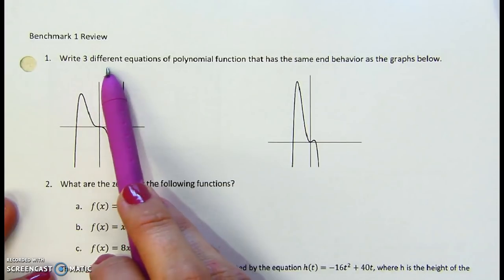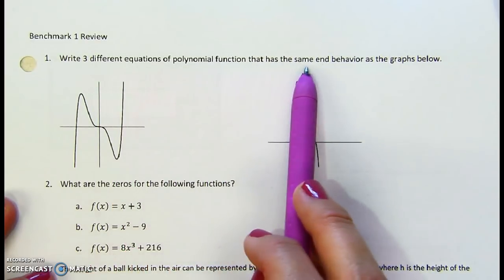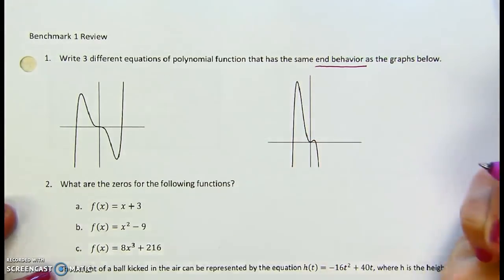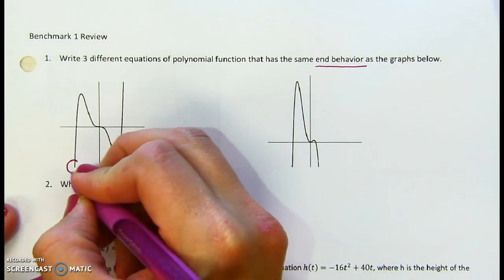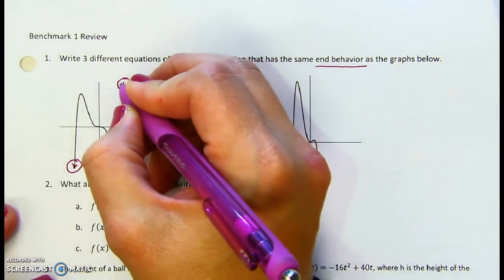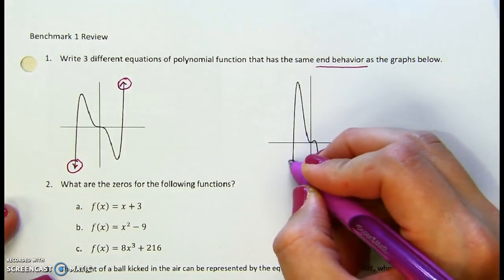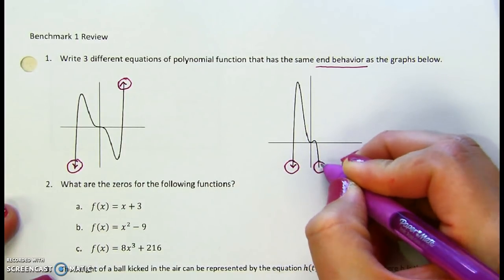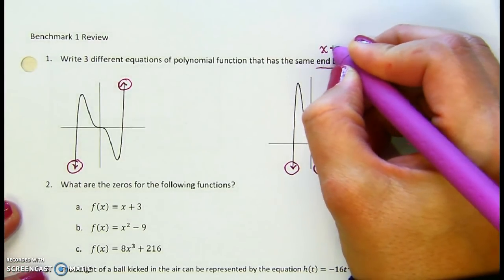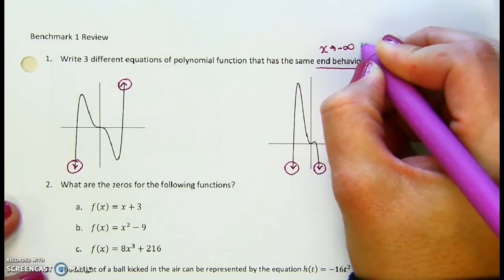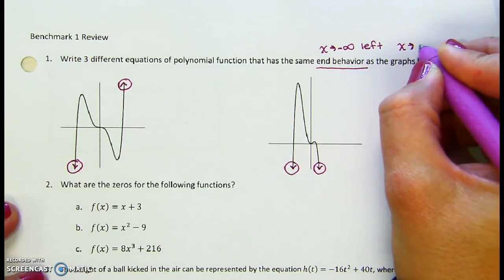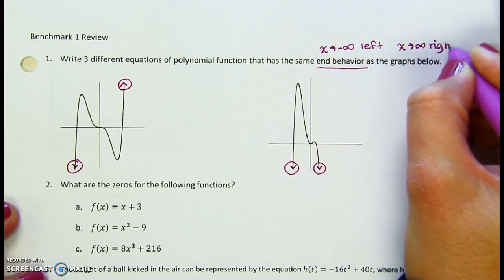Number one, write three different equations of polynomial function that have the same end behavior as the graphs below. So underline end behavior because that's our key phrase. And the end behavior here means what's happening at the end of the graph. So on the left here, we're pointing down, and on the right, we're pointing up. And then on this example, they're both pointing down. Okay, so end behavior means as x is approaching negative infinity or going to the left, what is happening to the function? And as x approaches positive infinity or moving to the right, what is happening to the function?